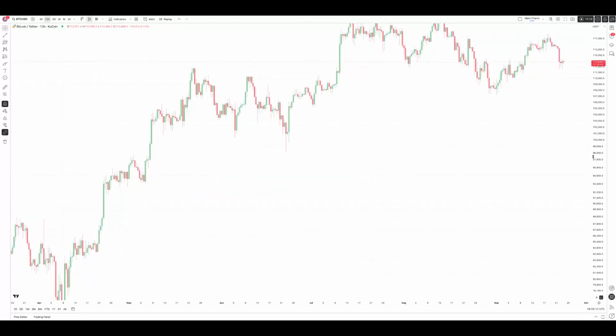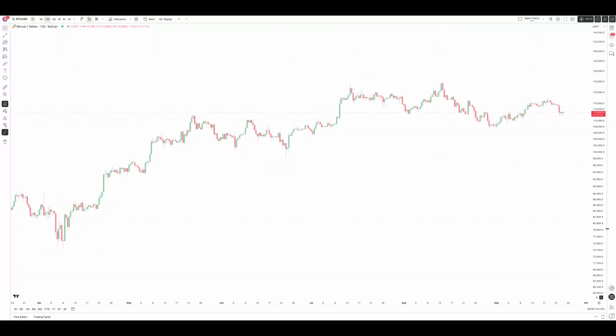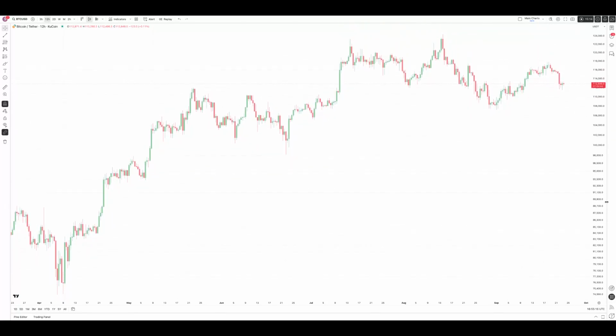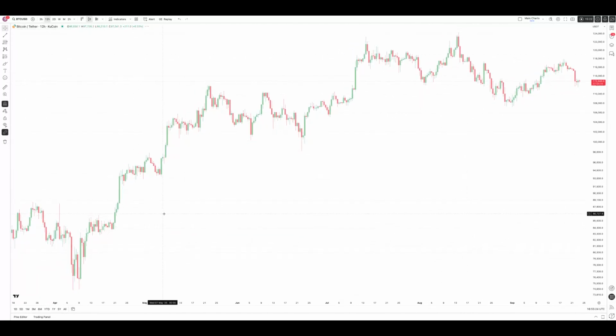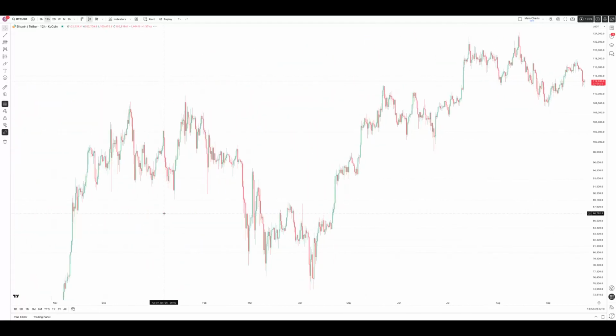If I double click here, I can adjust, and this is what I often do. I keep a little bit of space here below the lowest wicks and above the top wicks, right? And then you can adjust this as you want.